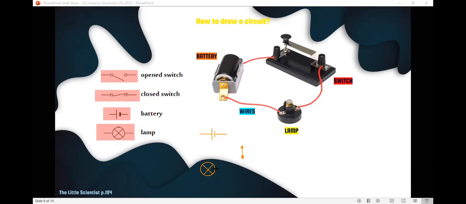Now what do I do with these components? What should I do? We connect them with wires.